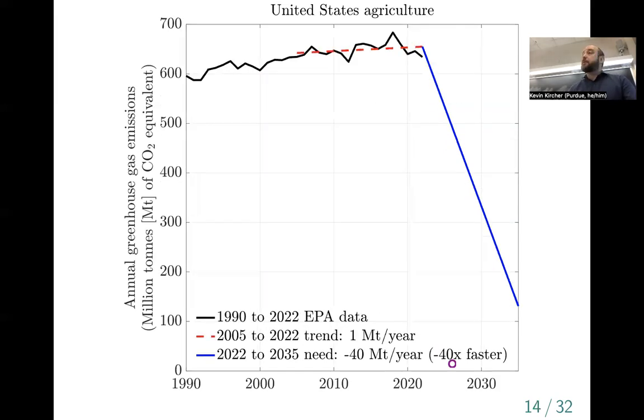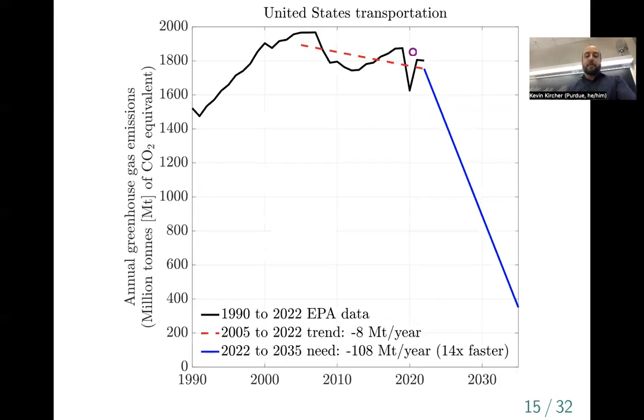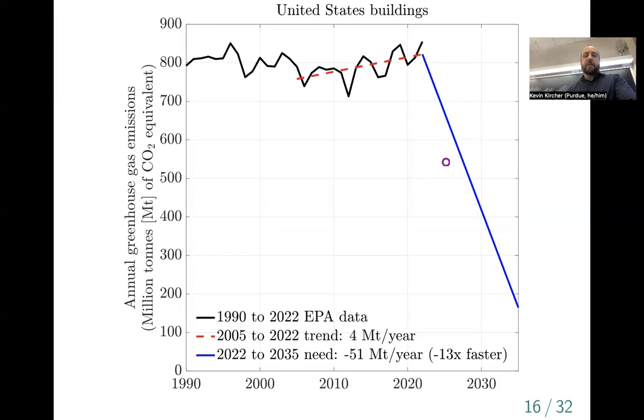This is the agricultural sector. You can see that agricultural emissions are actually rising in the US, so we need to not only turn that trend around, but also speed it up pretty significantly. This is the transportation sector, which I believe is currently the largest sector in US emissions. You can see the notch here from 2020 due to COVID shutdowns. And the trend here, we need about a 14x speed up compared to what we've been doing.